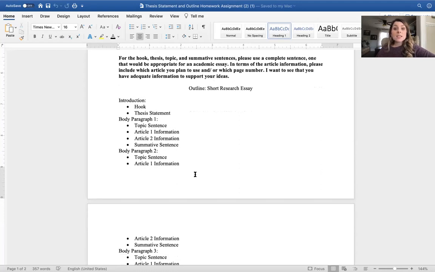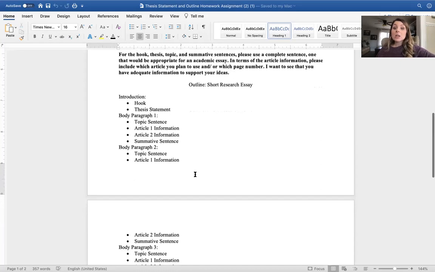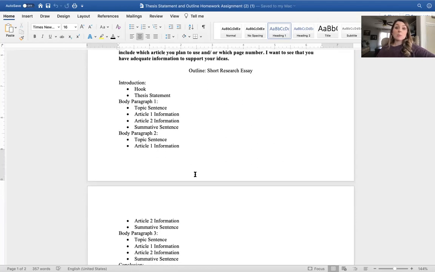For the hook, thesis, topic, and summative sentence, please use a complete sentence, one that would be appropriate for an academic essay. In terms of the article information, please include which article you plan to use and or which page number. If you want to go ahead and list the quote that you want to use, that's even better. It only helps you as you go to do your rough draft. But the requirement for this homework assignment is the article title and the page number. I want to see that you have adequate information to support your ideas.